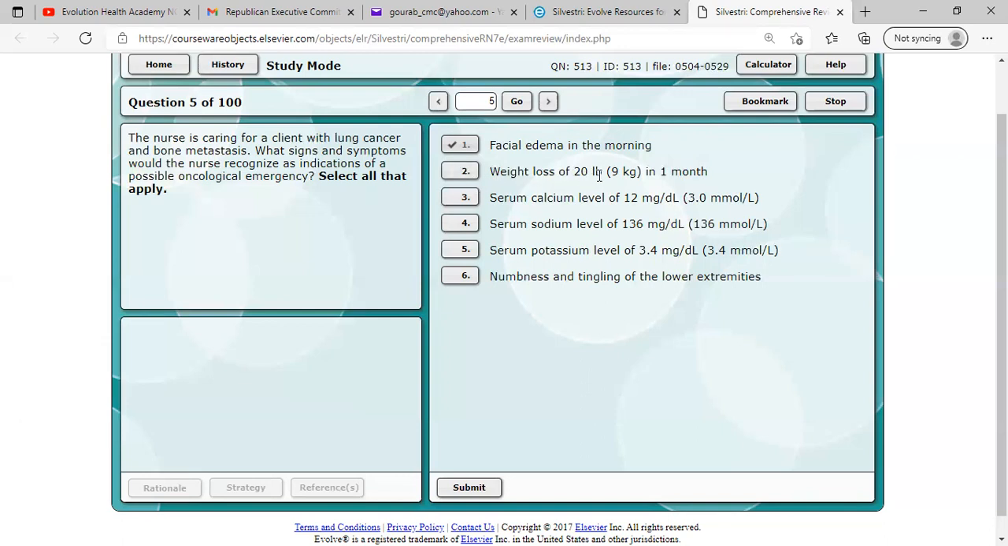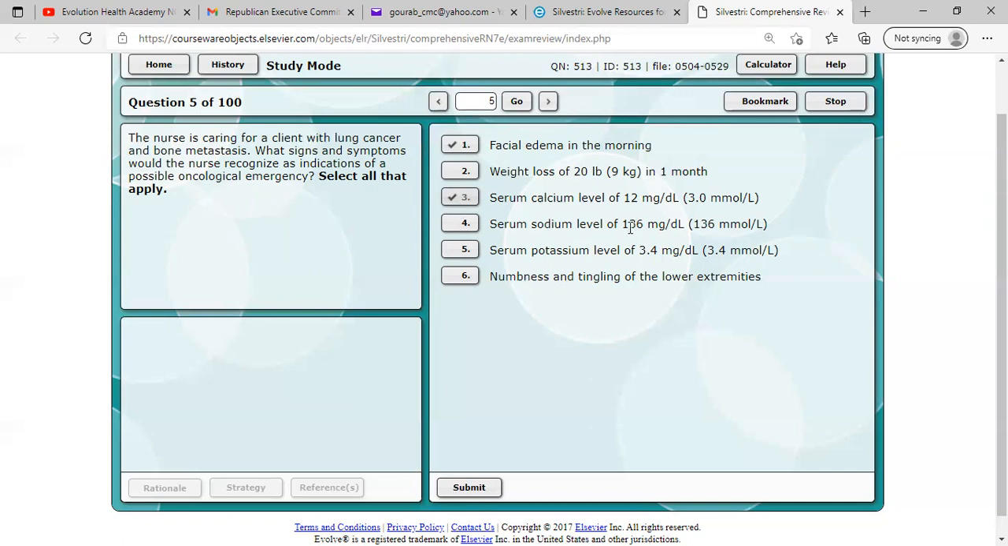Weight loss, 20 pounds. Weight loss is a common sign of cancer, but 20 pounds in 1 month is not that much. Serum calcium level, 12. So the serum calcium level is too high, right? Because the bones are involved, bones are broken down, and calcium comes into circulation, increasing the level. So it is one of the significant findings we need to report.